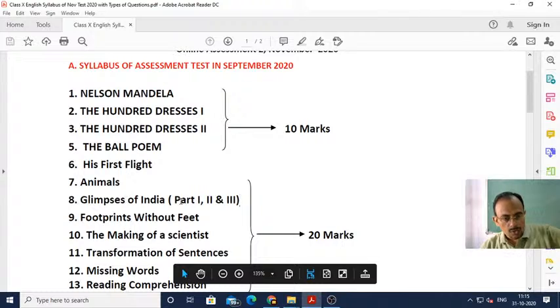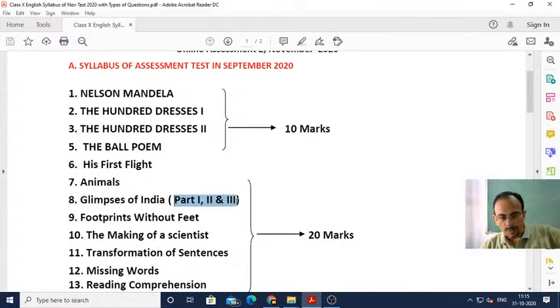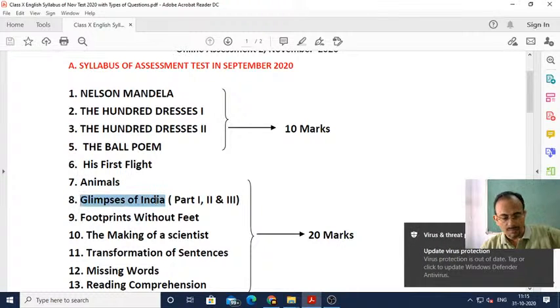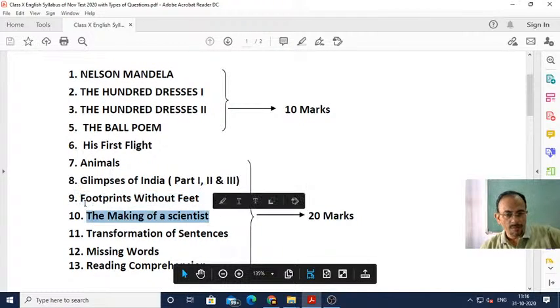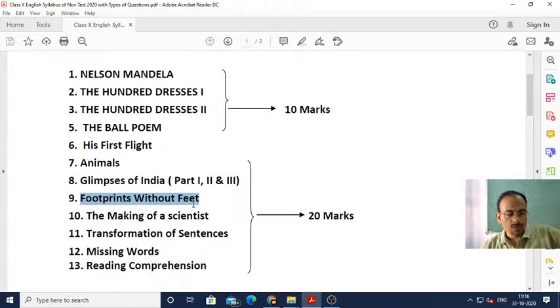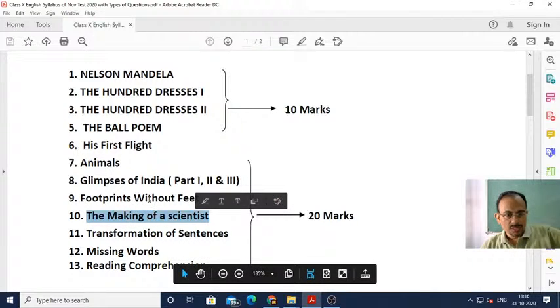I'm going to upload these question answers, if not today, tomorrow, definitely. So first you write down animals today, and then tomorrow you can write down glimpses of India. Okay, and then footprints without feet, the making of a scientist. These are from your supplementary readers, two chapters.